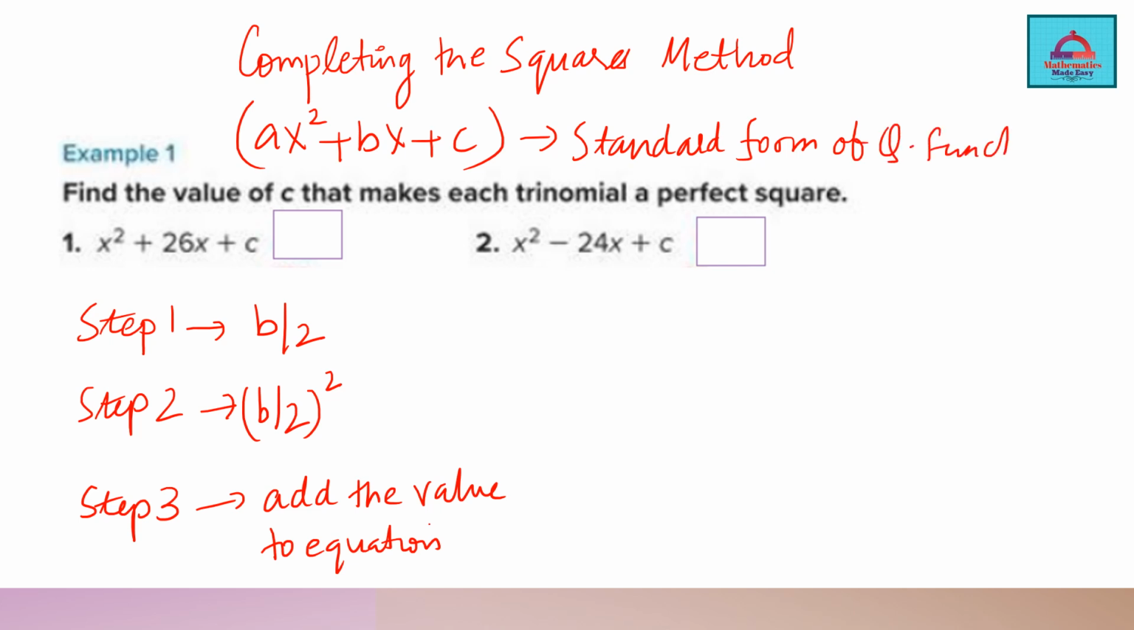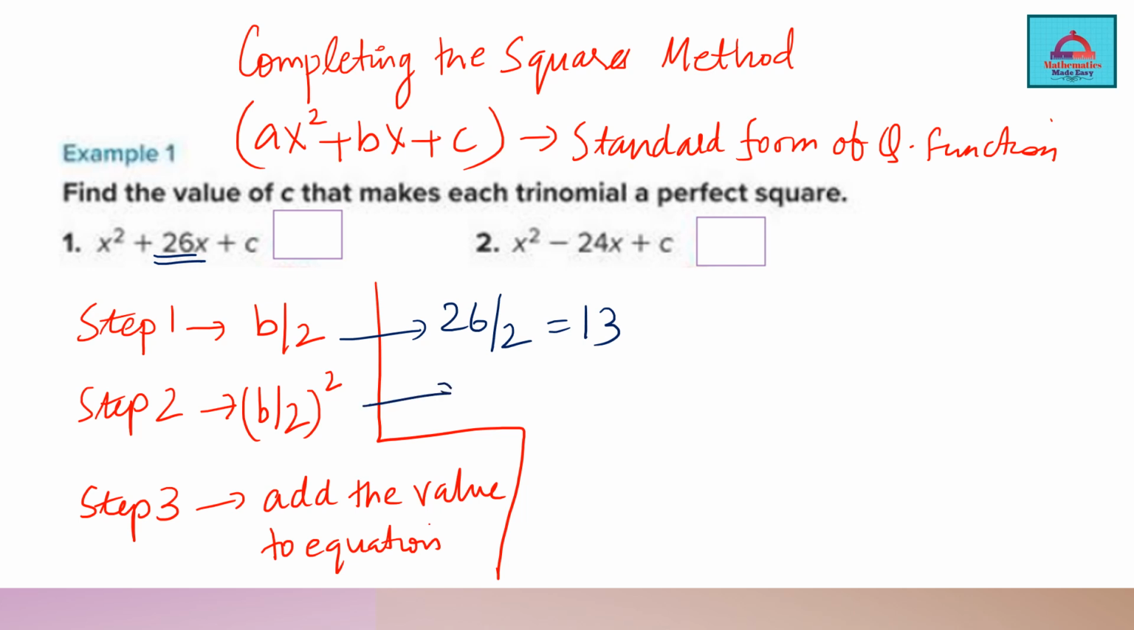So let's do it for these two questions. In step 1, I'm going to change color now. In step 1, we are using b by 2. So what is b? b is 26 here. Divide by 2, that's 13. Then 13 square, that is 169. So that means 169 is the value of c, because that is what makes each trinomial a perfect square.